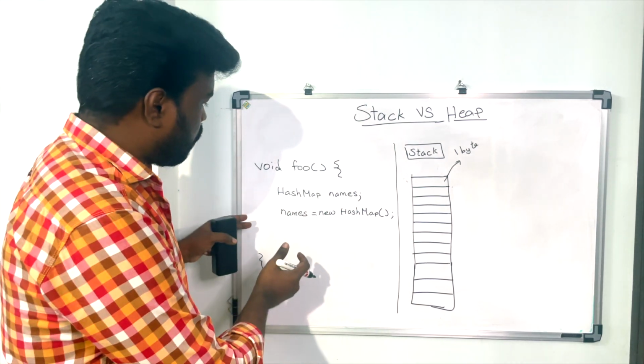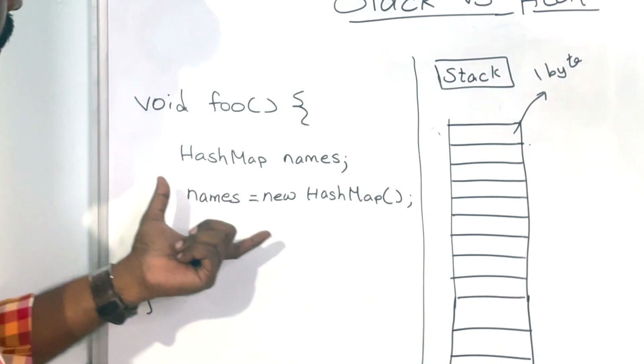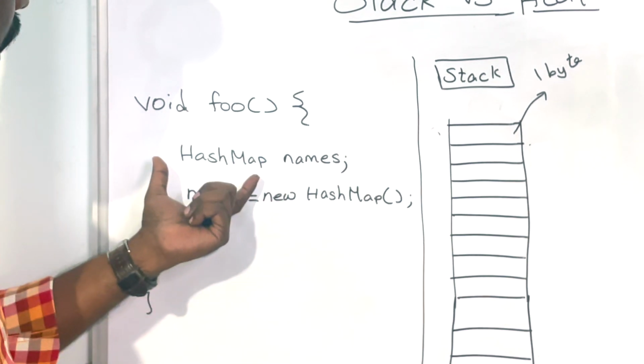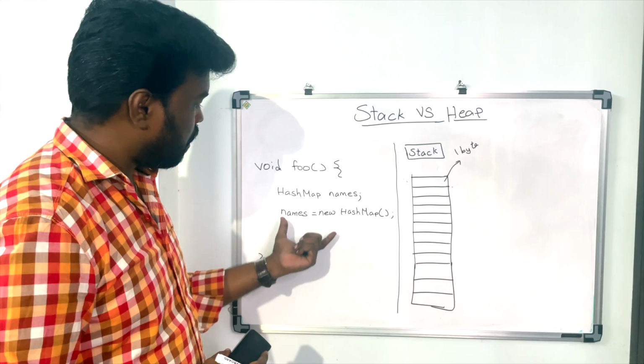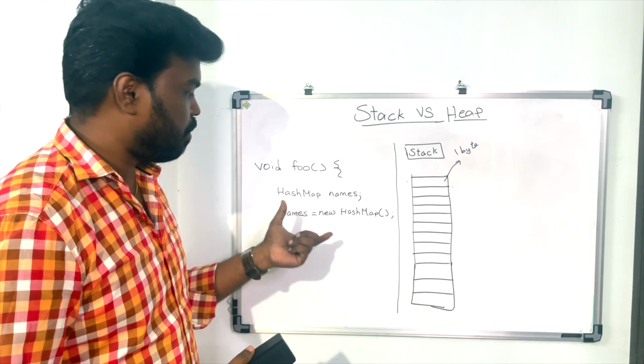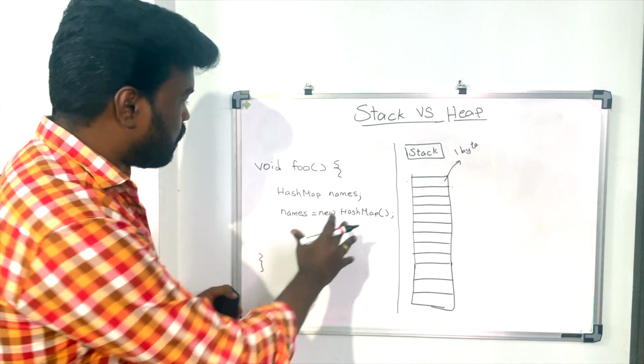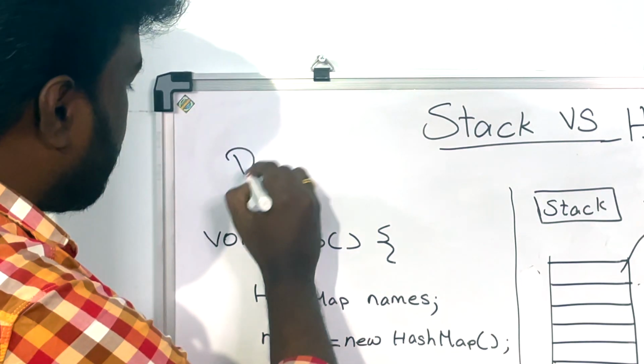So in this code, we have a function which has a variable called hash map. So the data type of the variable is hash map. We declare the variable and we initialize the hash map. In the previous example, we had variables like integer and float, but in this case, we have a hash map. So this is what we call dynamic memory.